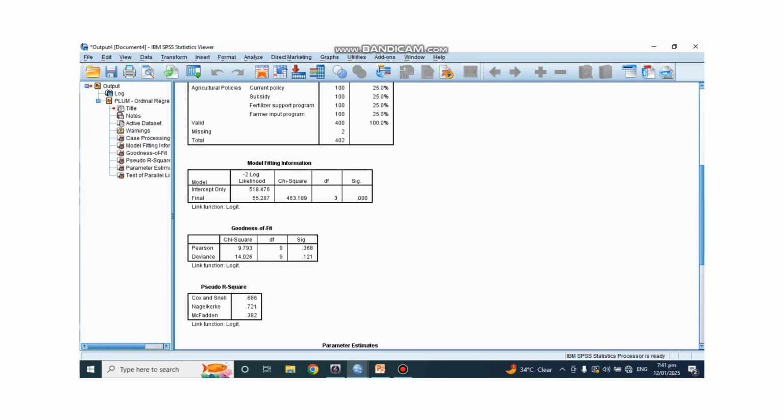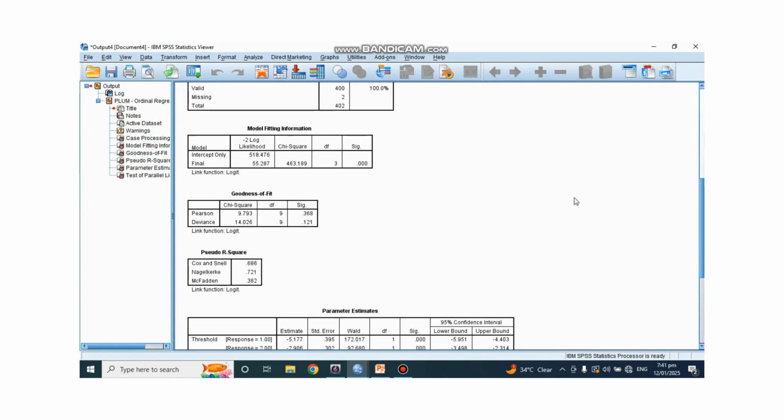So for the goodness of fit, before we go there, we can also say from the model fitting information that agricultural policies significantly contribute to explaining respondents' perception of maize market price. All right, so now let's go to the goodness of fit.